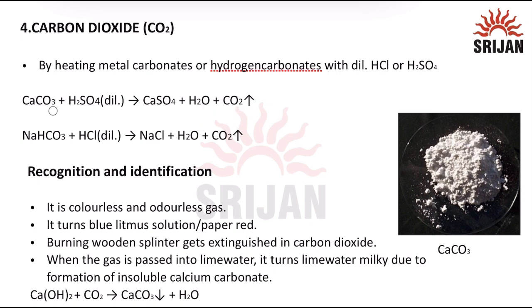When calcium carbonate is treated with an acid, actually the CO3 compound leaves and is replaced by SO4. So SO4 will go here, and CO3 should leave, but CO3 will not leave as CO3, it will leave as CO2. So that is what happens because CO2 is more stable than CO3.